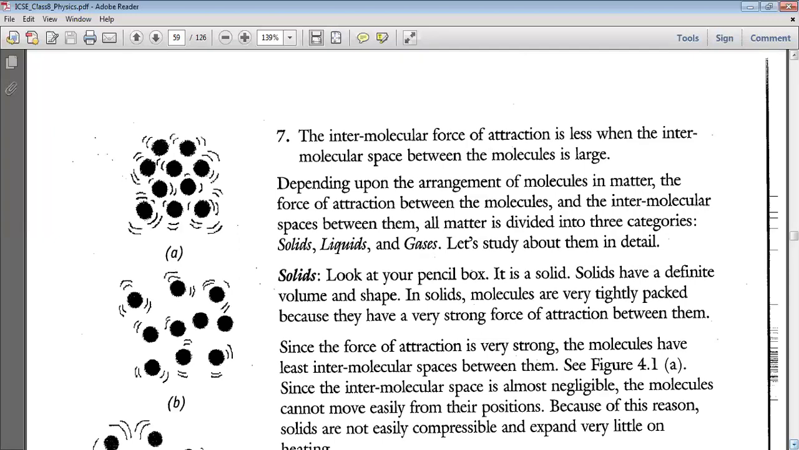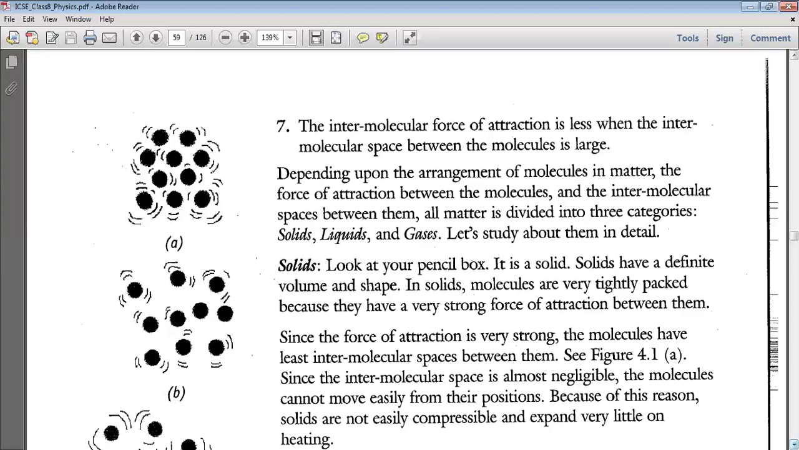And depending on the arrangement of molecules in matter, how much intermolecular space is there inside it, and how much is the force of attraction between the molecules, based on these conditions, matter is classified into 3 categories: solids, liquids, and gases. So let us read about each of them individually.